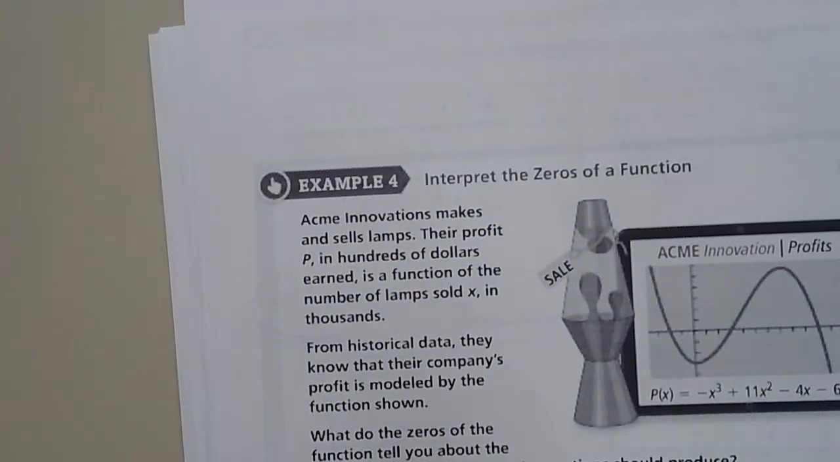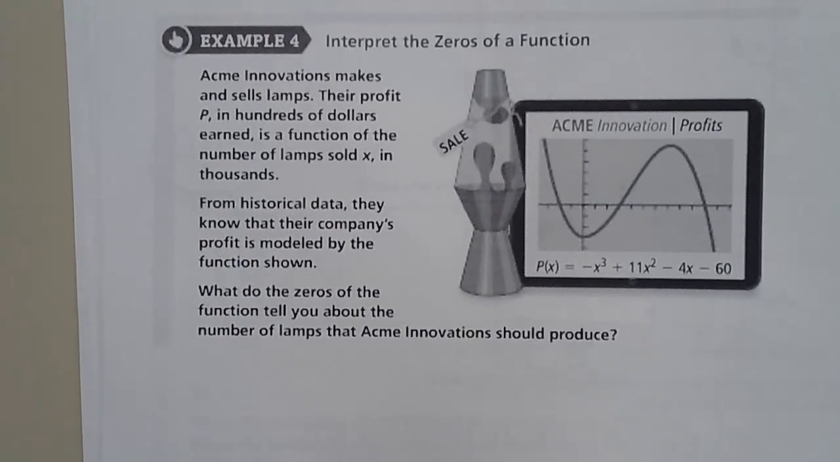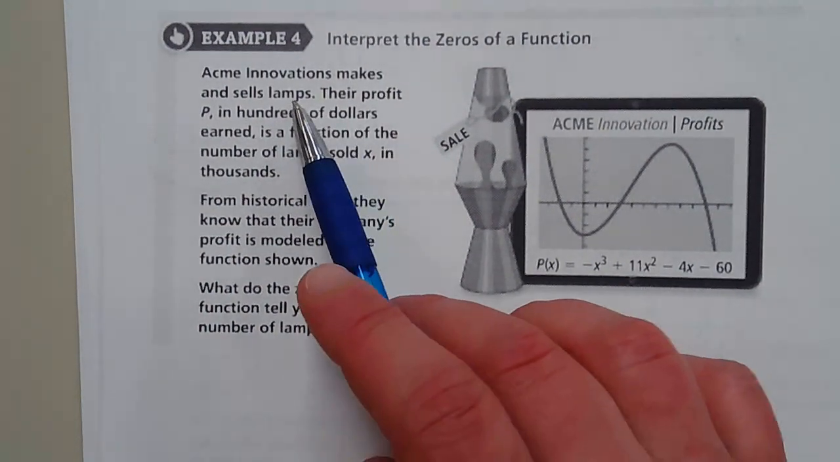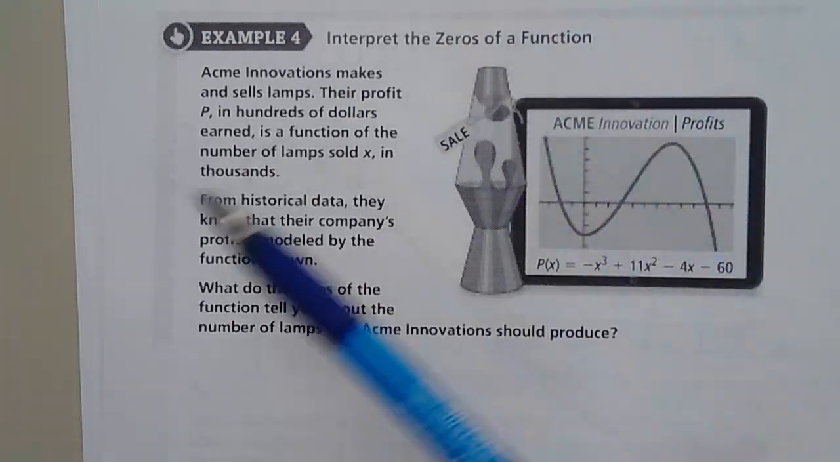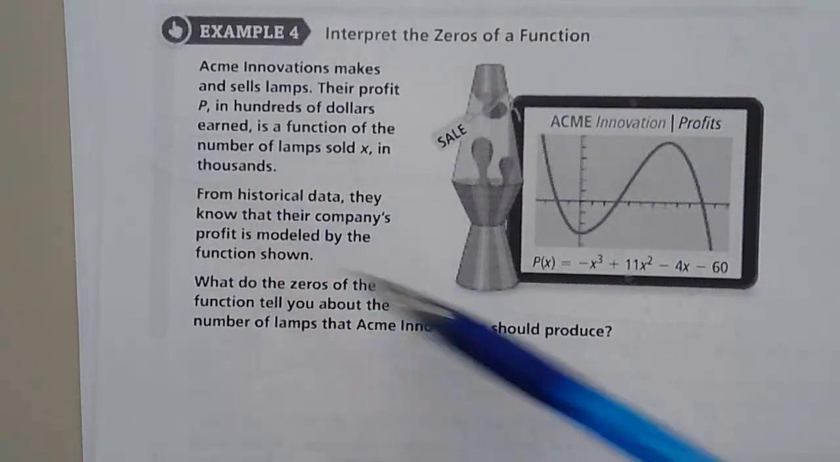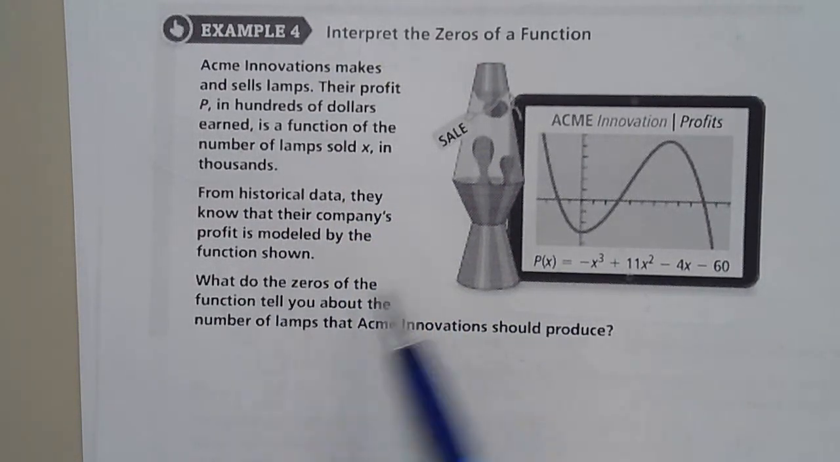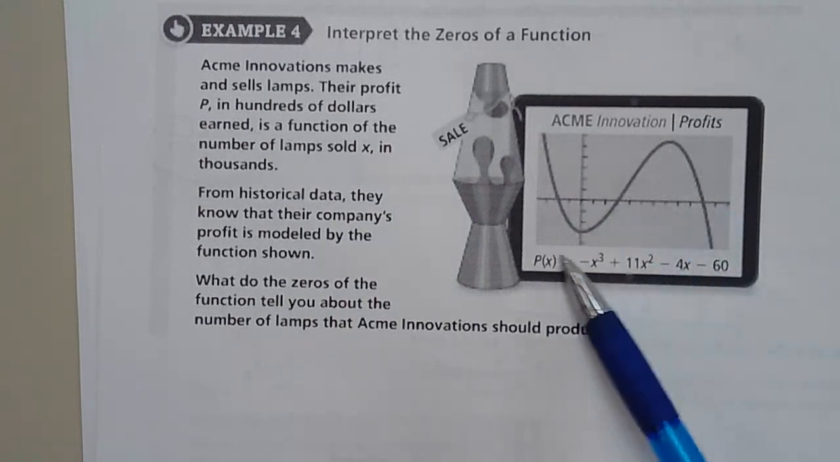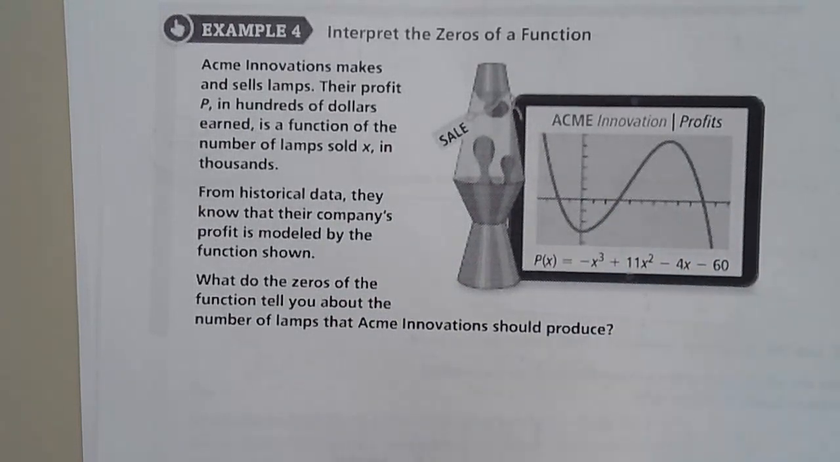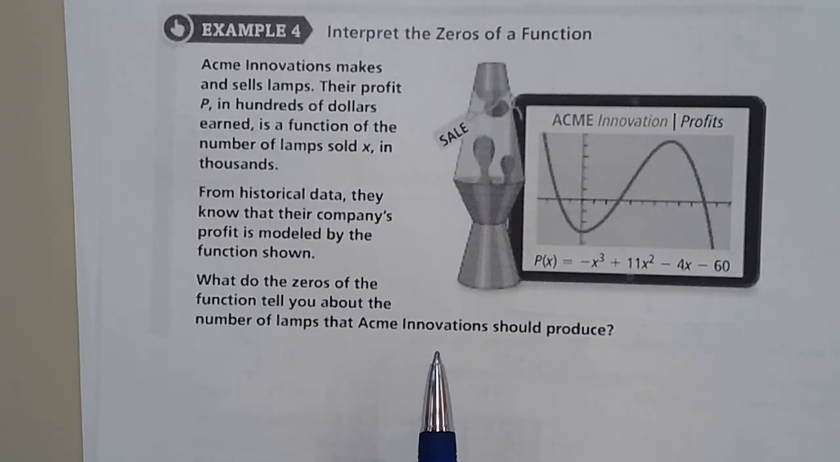Okay, so now we move on to the last type of question for today, which is these little story or scenario problems. So this is interpreting zeros. This is actually not bad at all. It says Acme Innovations makes and sells lamps. Their profit, P, in hundreds of dollars earned is a function of their lamps sold, X, in thousands. From historical data, they know their company's profit is modeled by this function. So they show the graph of the function. They also give the equation.